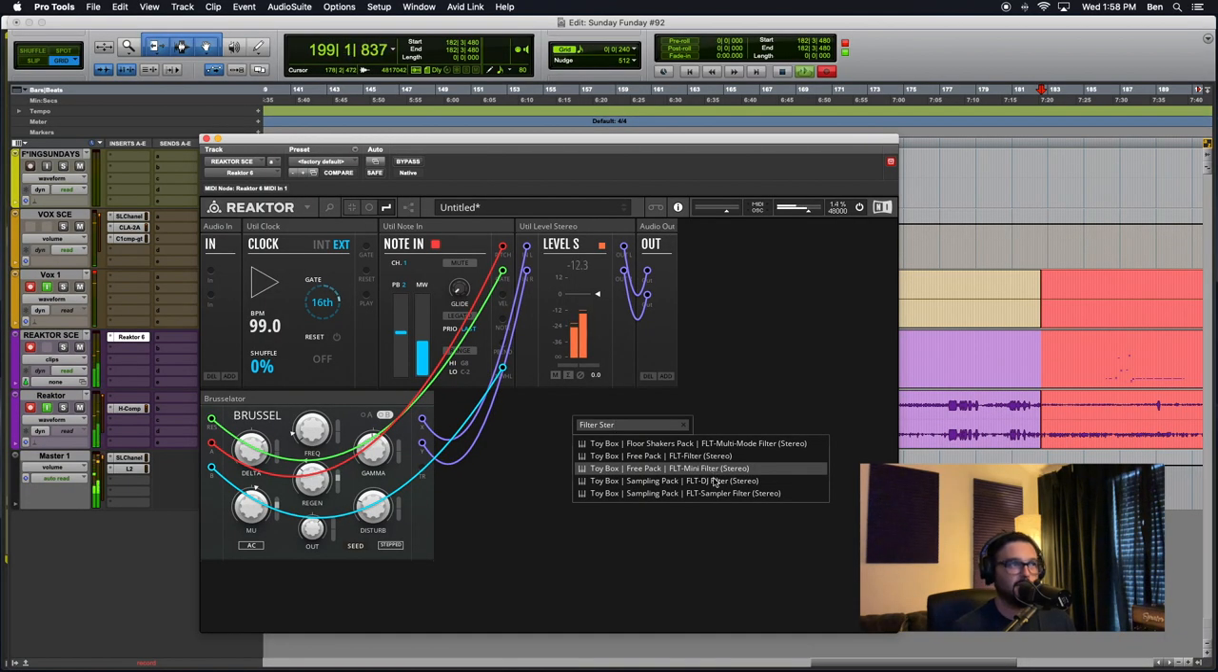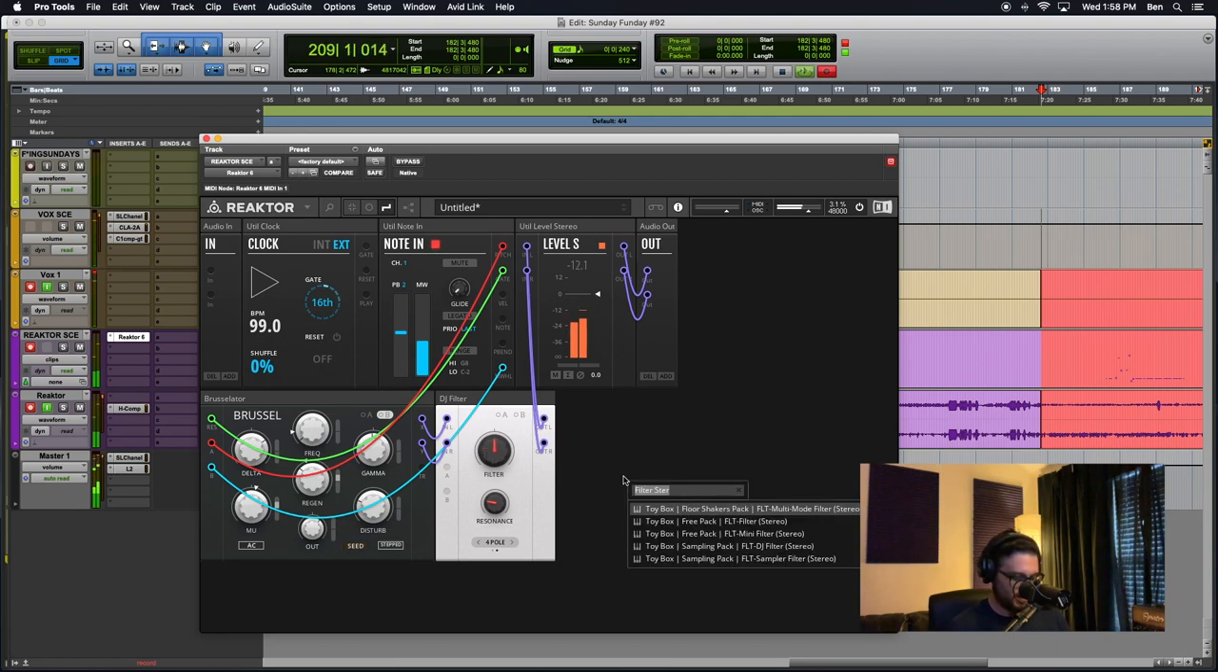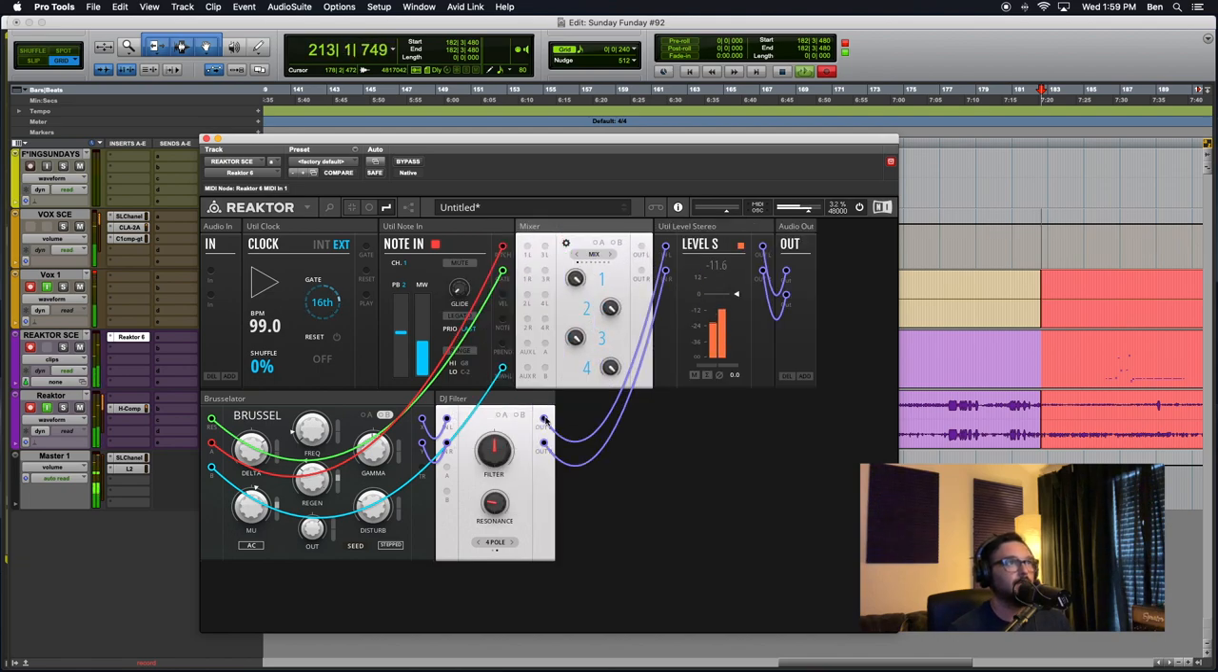Let's actually see if we have some stereo filters. I think a DJ filter. All right, cool. So let's see about getting a mixer situation set up in here. And then we'll get some other flavor in here as well.